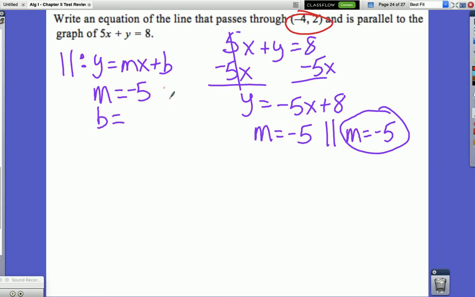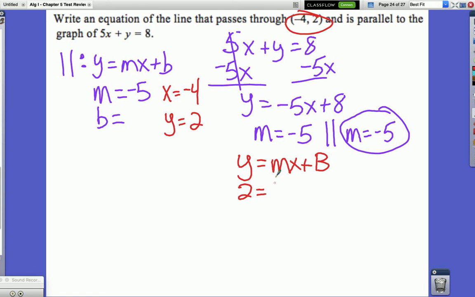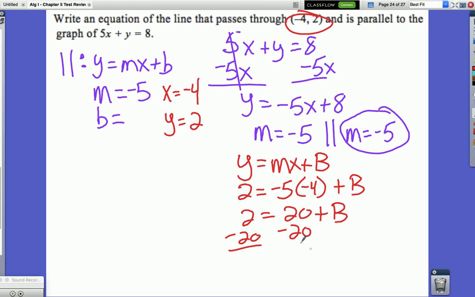Then we're going to use the point. The point is an x-coordinate of -4, a y-coordinate of 2, and we use our equation, y equals mx plus b, and plug everything in. y is 2. m is -5 times x. x is -4 plus b. So 2 equals -5 times -4, which is 20, plus b, and to move 20 to the other side, we subtract 20. -18 equals b.